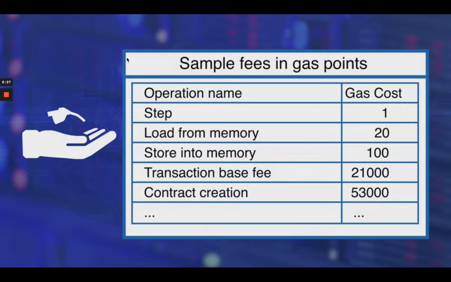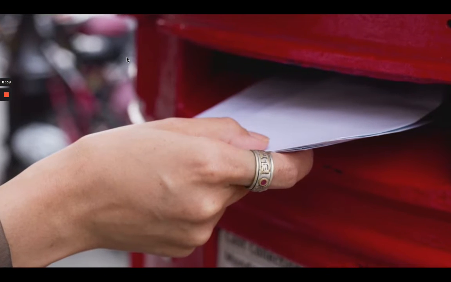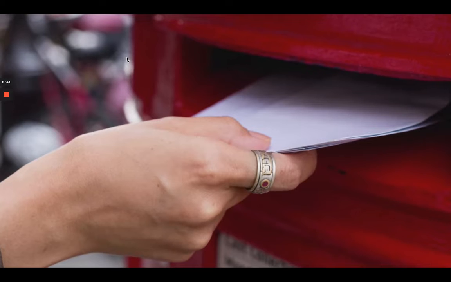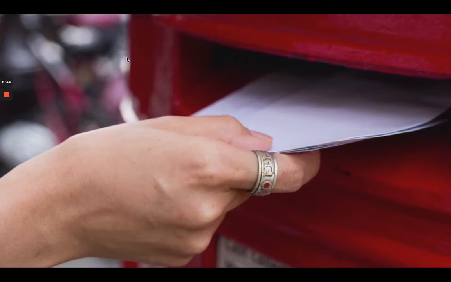A mining process computes the gas points required for execution of a transaction. If the fees specified in gas points in the transaction are not sufficient, it is rejected. This is similar to mailing a letter with insufficient postage. The letter will not be delivered if it had insufficient postage. The gas points needed for execution must be in the account balance for the execution to happen. If there is any amount left over after the execution of a transaction, it is returned to the originating account.